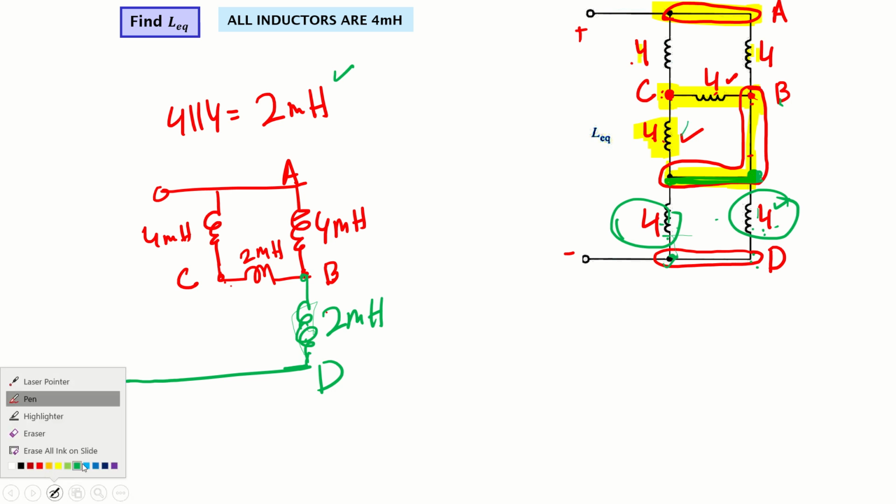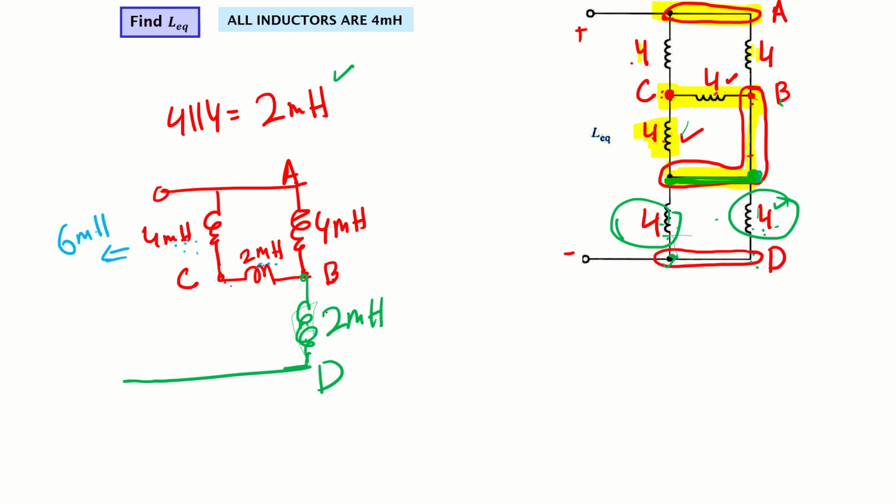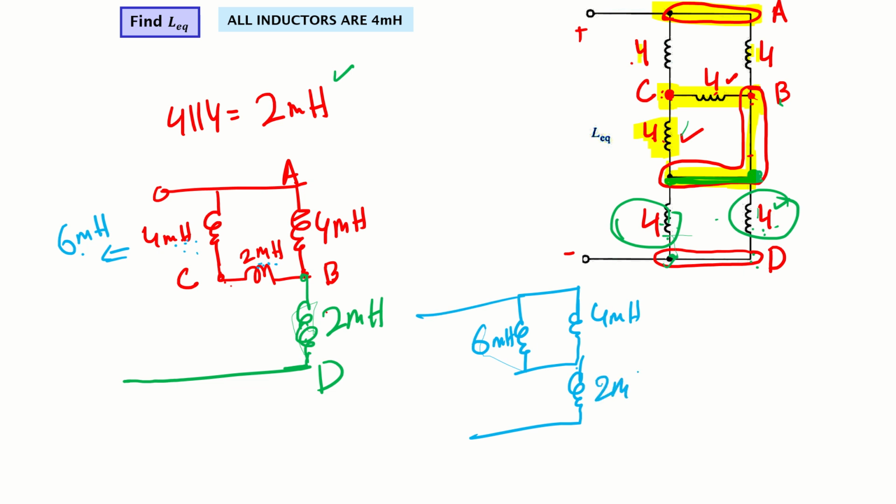Now further we can do it more easily. We notice that this 4 and this 2 are in series. So 4 and 2 become 6 millihenry. If I redraw this circuit, this will become 6 millihenry. Then I have here 4 millihenry, and then here I have 2 millihenry.